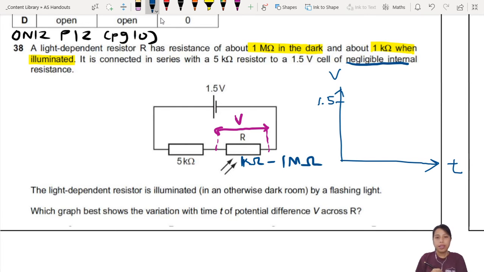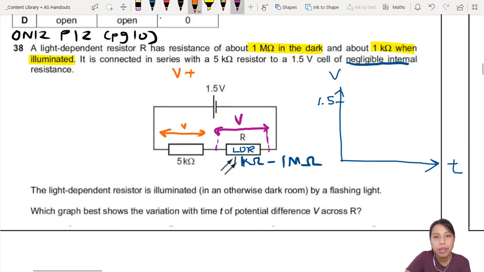Okay, now you need to think of how this LDR is sharing the potential difference with the other 5 kilo ohm resistor. Because this V plus this V must be equal to 1.5 volts. Okay, V plus V must equal 1.5.